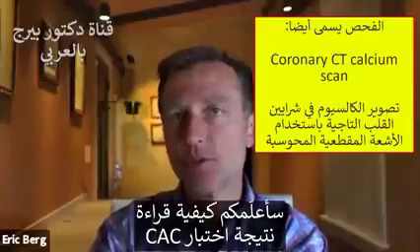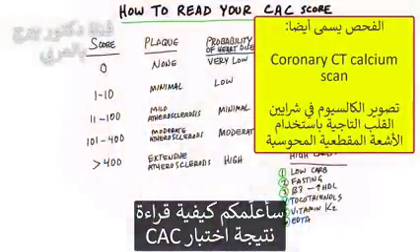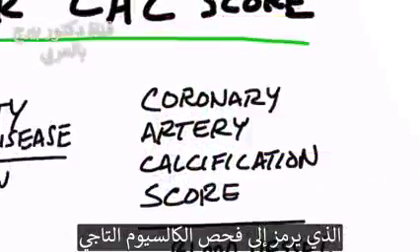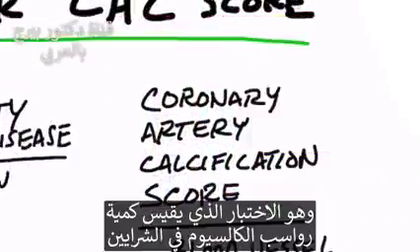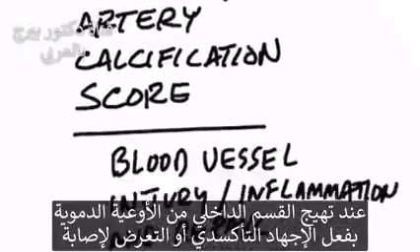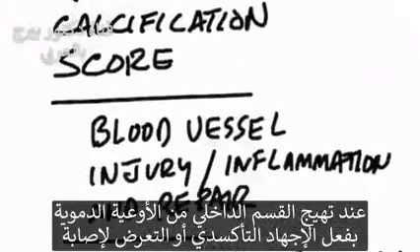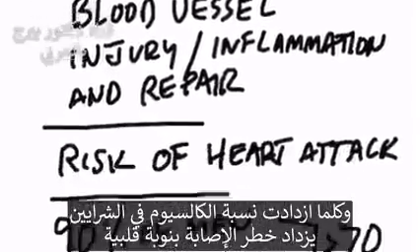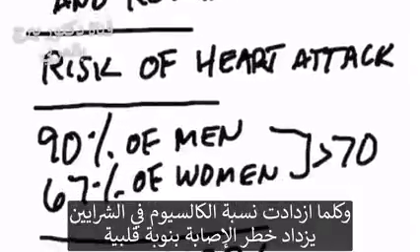All right, let's talk about how to read a CAC score. What is CAC? It stands for coronary artery calcification score. This is the amount of calcium and plaquing that is inside your arteries. When the inside of the blood vessel becomes irritated through oxidative stress or injury, the body comes in to repair it with calcium and cholesterol. And the more calcium you have in the arteries, the more you're at risk for getting a heart attack.